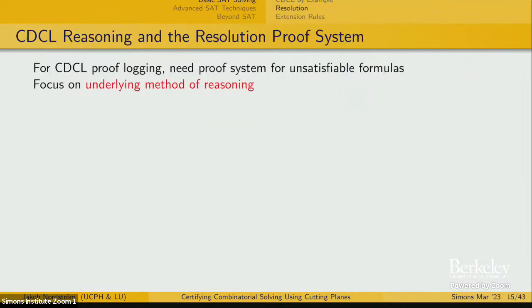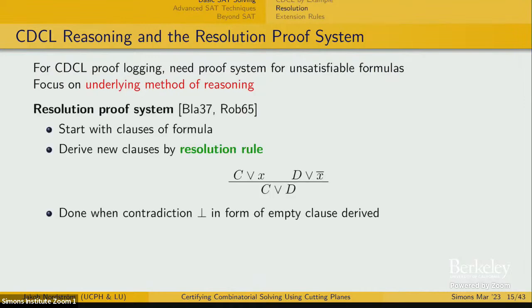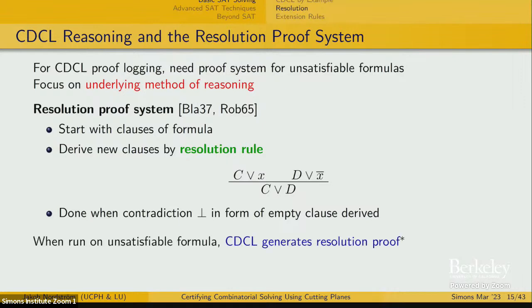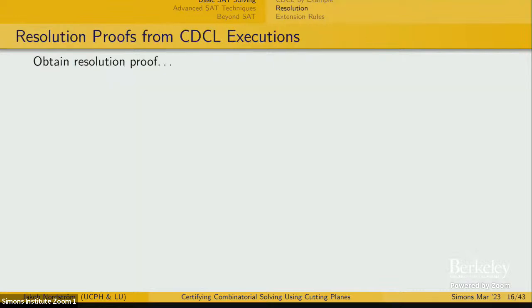Okay. So if we want to do, and from this description, you can already see how would I do proof logging? Well, just look at what the conflict analysis is doing. It's using the resolution proof system that from C or X and D or not X, I can derive C or D. And so basically the main loop in conflict-driven clause learning is just generating a resolution proof. So this is ignoring pre and in processing. We'll get there in a minute. But sort of morally, most of what a SAT solver does is actually captured by the resolution rule.